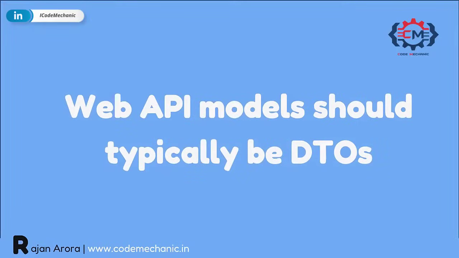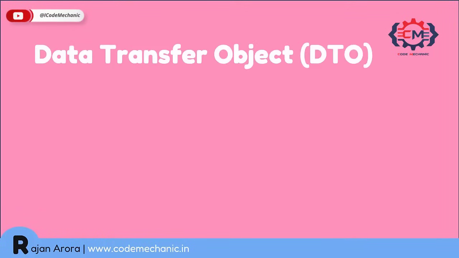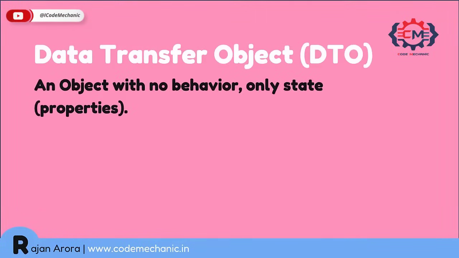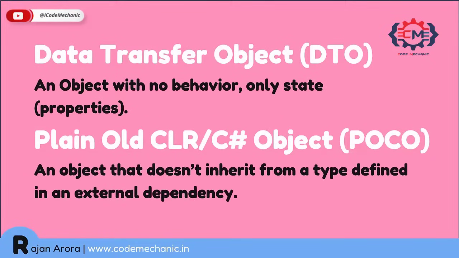The most important takeaway is that your web API models should almost always be DTOs. So, what is a DTO? A DTO is a data transfer object. Data transfer objects are objects that have no behavior, only state, just properties, and no encapsulation. Many people confuse this with POCOs, which is another acronym. A POCO is a plain old CLR or C# object. DTOs are POCOs since DTOs generally just inherit from System.Object. But not all POCOs are DTOs since a POCO could have methods and therefore behaviors.